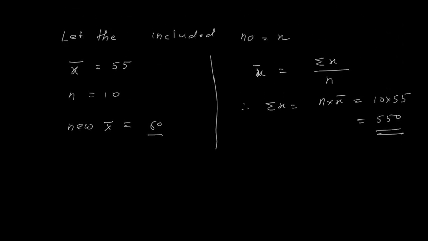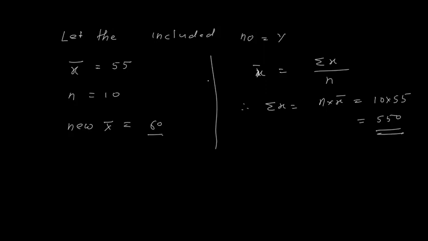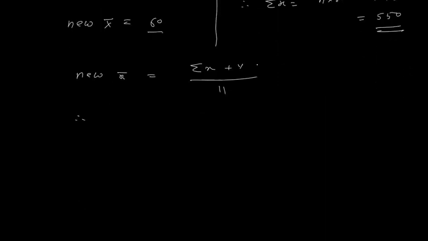Let the included number be x. I am already using x, so better we take the included number as y. The new x bar equals summation of x plus y divided by 11 in place of 10. So here I have 60 equals 550 plus y upon 11. Therefore 60 into 11 equals 550 plus y.